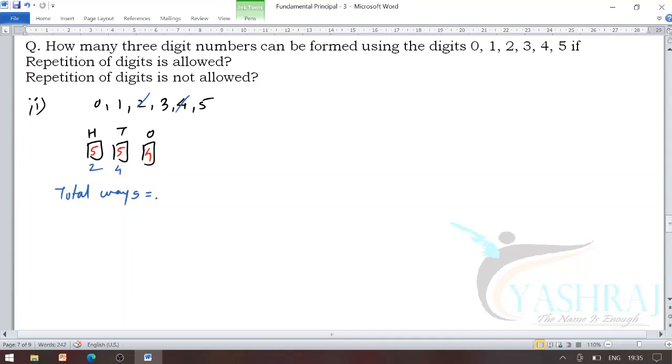Yes, so the total number of 3-digit numbers that can be formed using the digits 0, 1, 2, 3, 4, 5 is 5 into 5 into 4. That many ways means that many numbers we can form. So 5 5s are 25, and 25 4s are 100. So 100 three-digit numbers can be formed by using the digits 0, 1, 2, 3, 4, 5 without repetition.